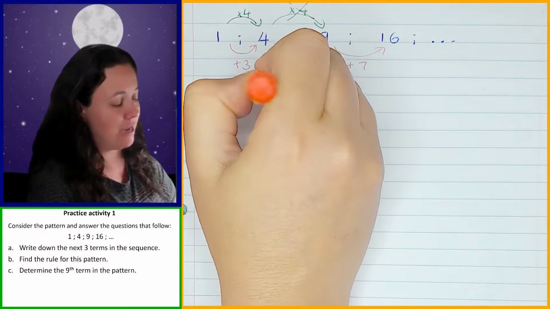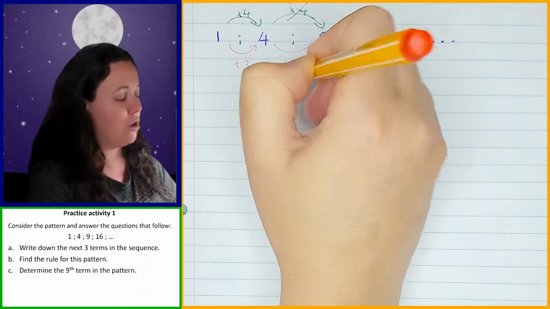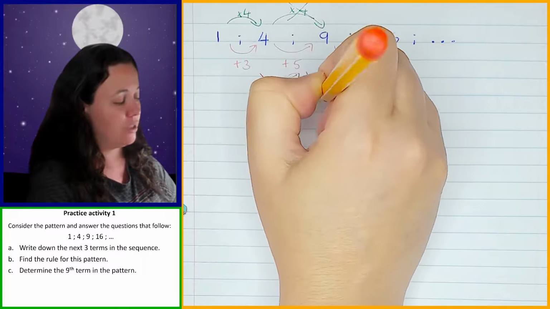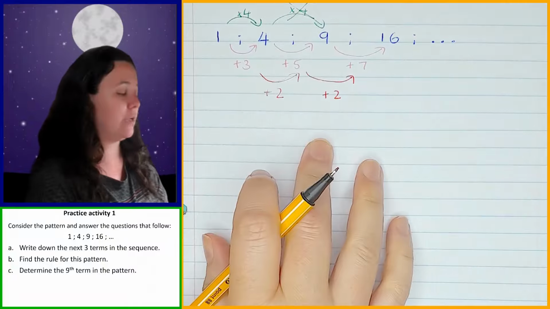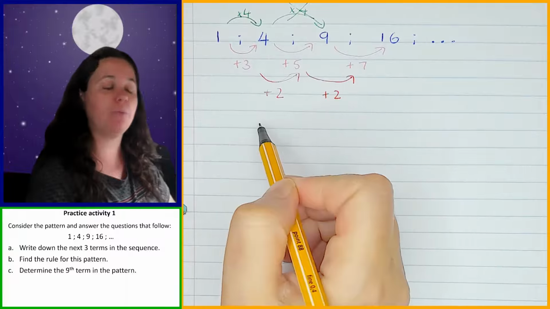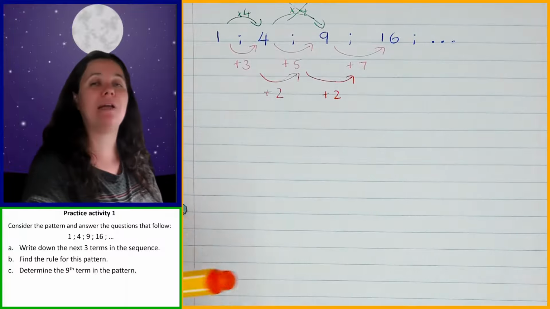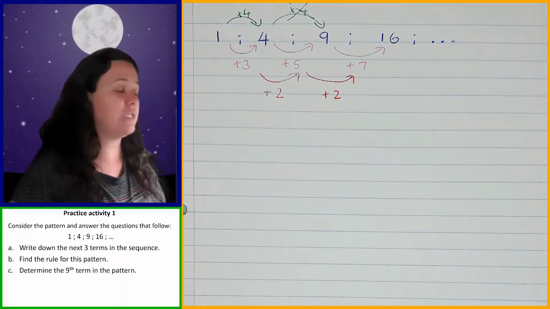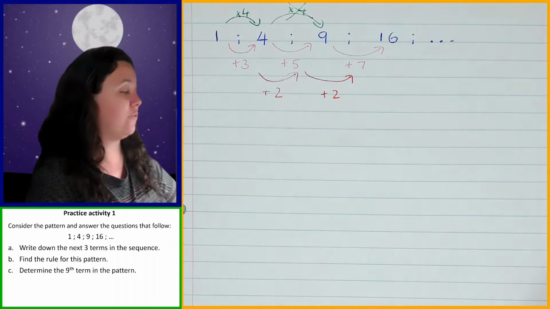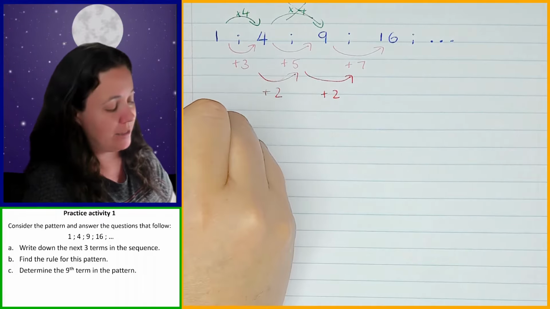From 3 to 5, that is increasing by 2. From 5 to 7, that is also increasing by 2. Okay, so this is an example of a pattern where we have a second level of differences which is constant. The first question we had to do was to find the next 3 terms.